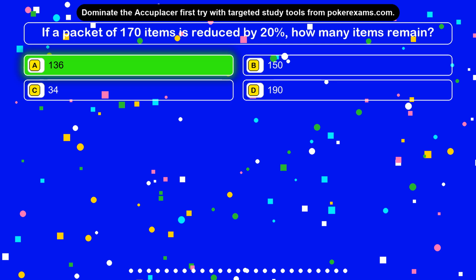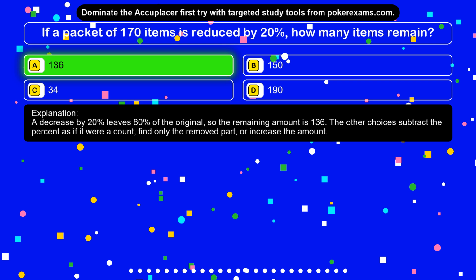The correct answer is option A, 136. A decrease by 20% leaves 80% of the original, so the remaining amount is 136. The other choices subtract the percent as if it were a count, find only the removed part, or increase the amount.